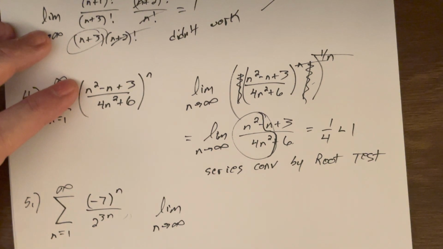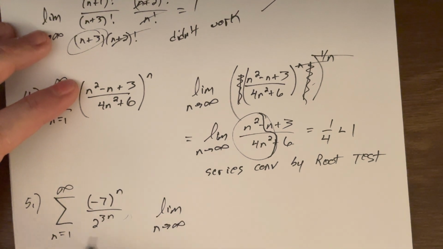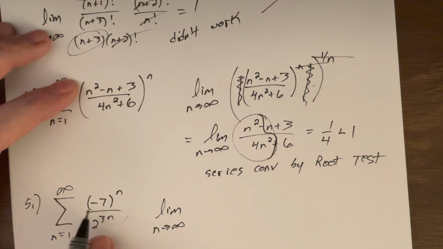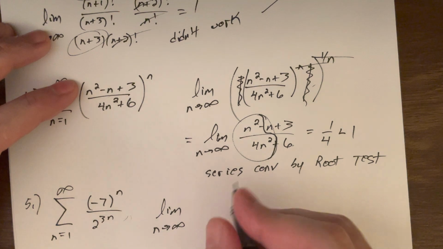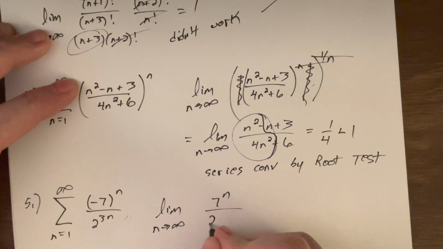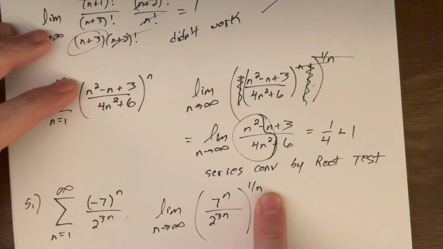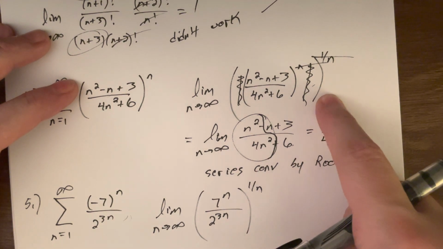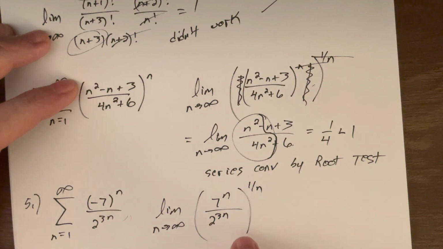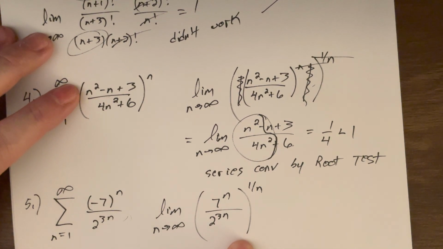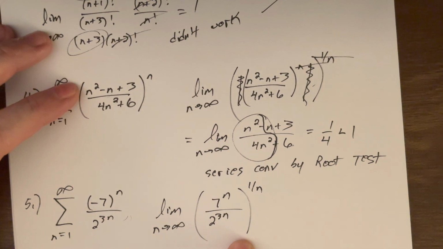Here I'm just going to go a tiny bit faster, just in the sense that when I take the absolute value, that changes that -7 to a positive. So I get 7 to the n over 2 to the 3n, all to the 1 over n power. Again, everybody, just like the ratio test, don't take the limit right off the bat. If you're applying ratio or root, there's always some simplification before you really jump in and take that limit.